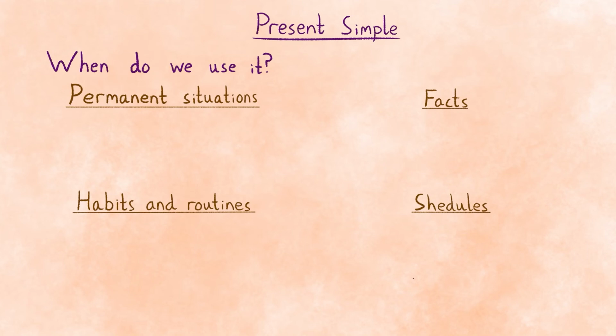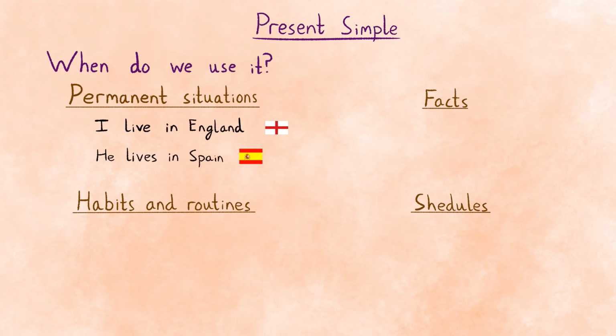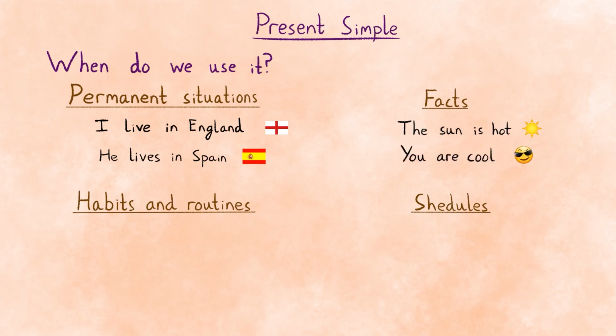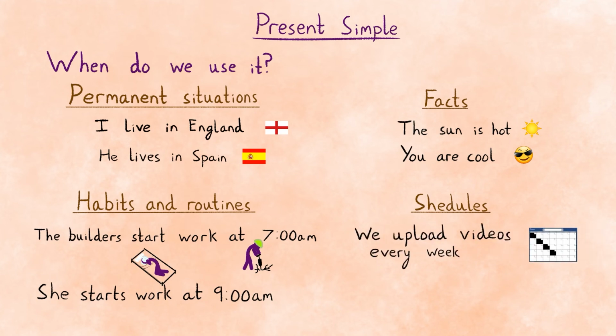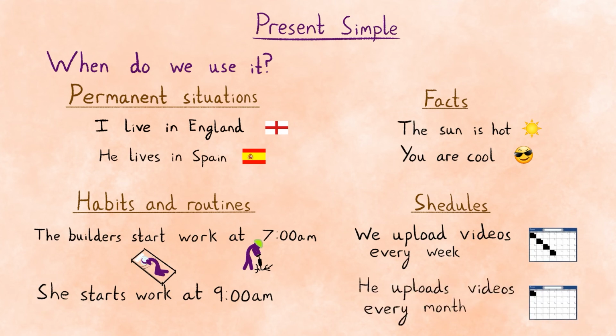Let's look at some examples. I live in England. He lives in Spain. The sun is hot. You are cool. The builders start work at 7 a.m. She starts work at 9 a.m. We upload videos every week. He uploads videos every month.